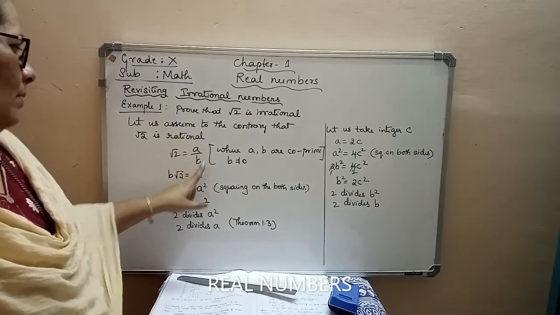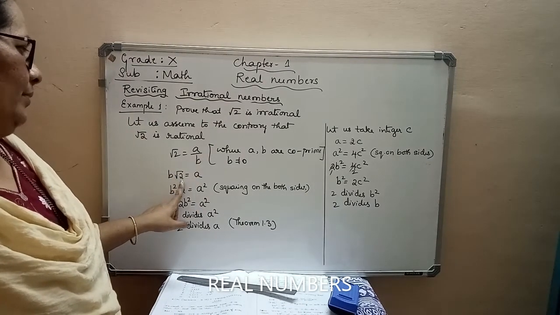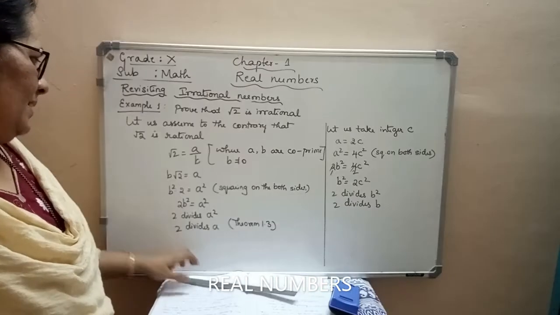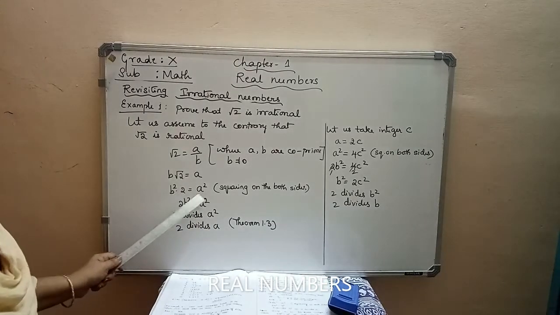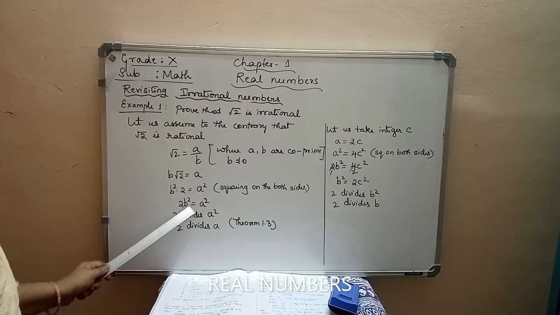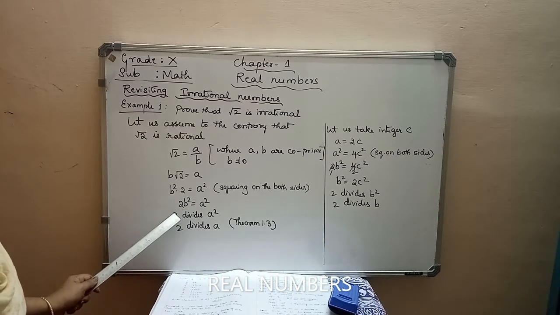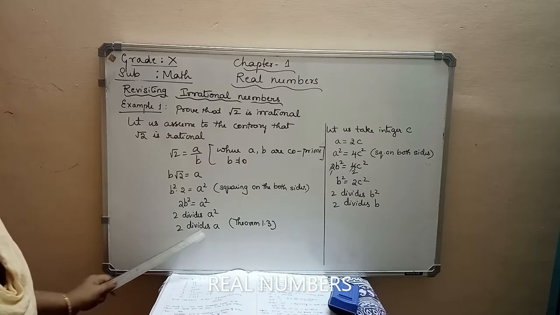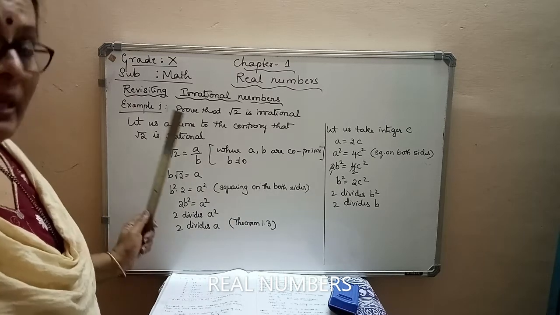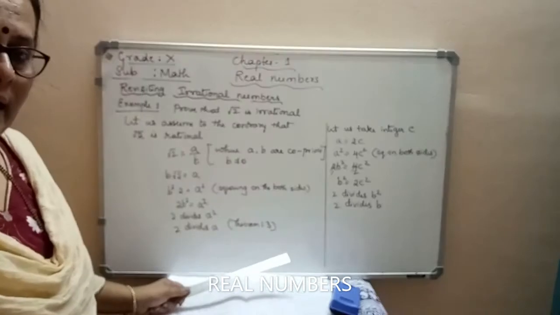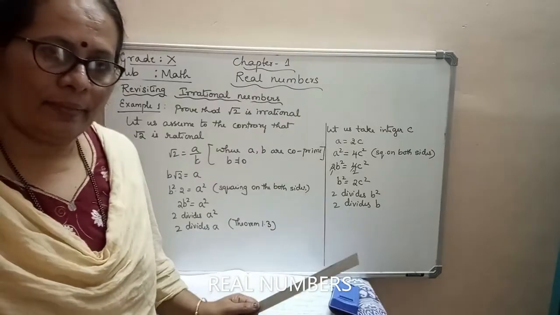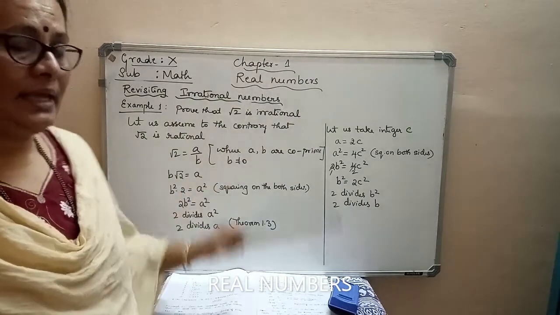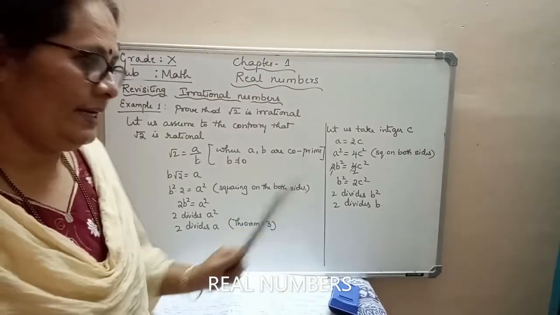Now cross multiply: b root 2 equals a. On squaring both sides, b square into 2 equals a square. So a square equals 2b square. That means 2 divides a square, so 2 divides a also, because of Theorem 1.3: if p is a prime number and p divides a square, where a is a positive integer, then p divides a.